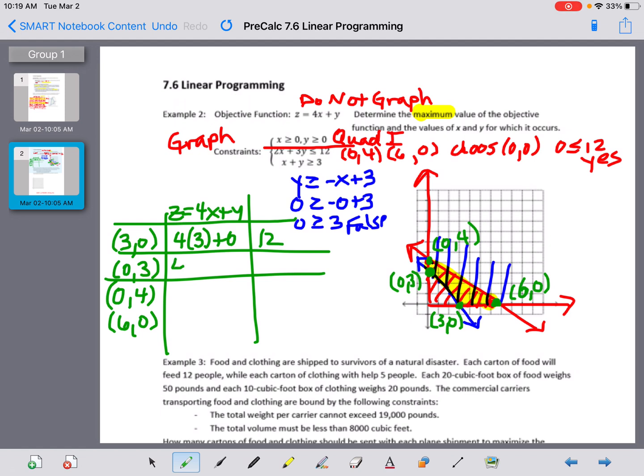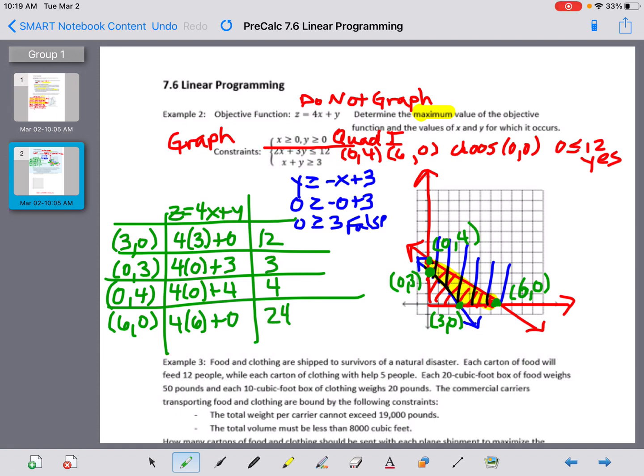Plug in my 0, 3. So 4 times the 0 plus 3. So 0 plus 3 is just 3. 0, 4. So I get 4 times 0, which is 0, plus 4, which is 4. And finally, 4 times my 6 plus 0, that's 24, plus 0 is 24.